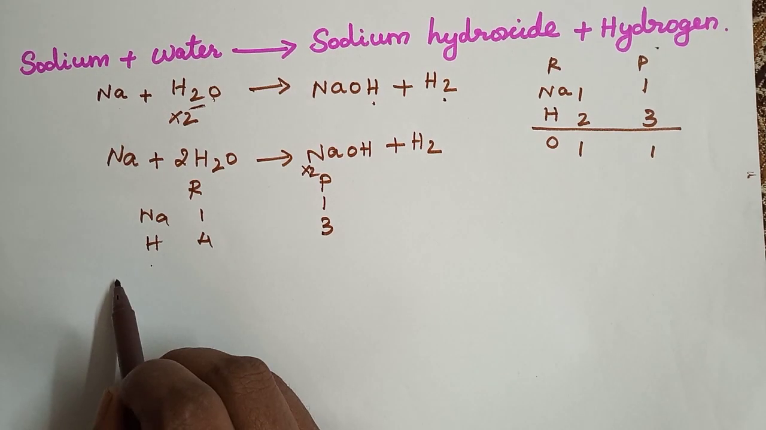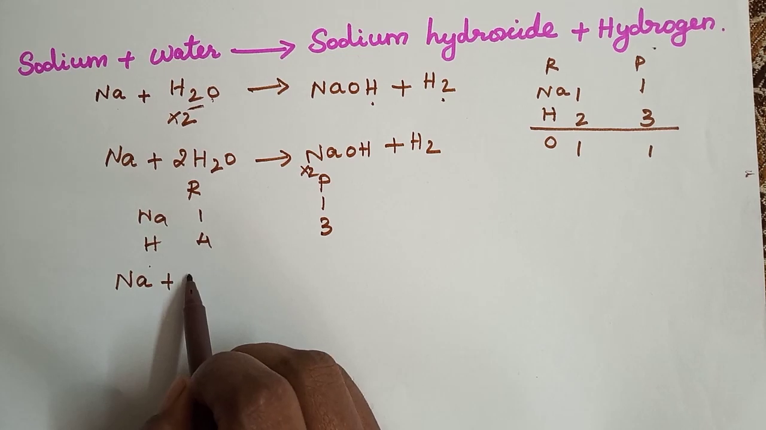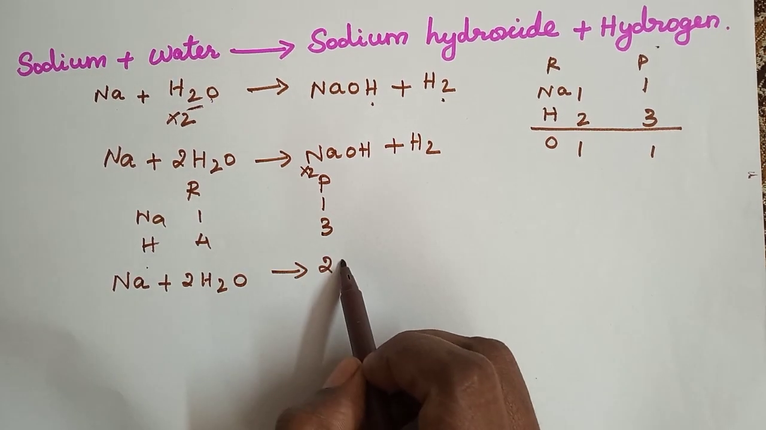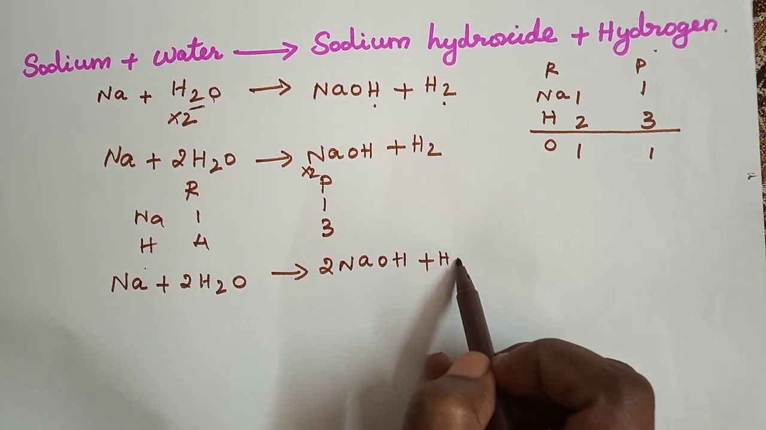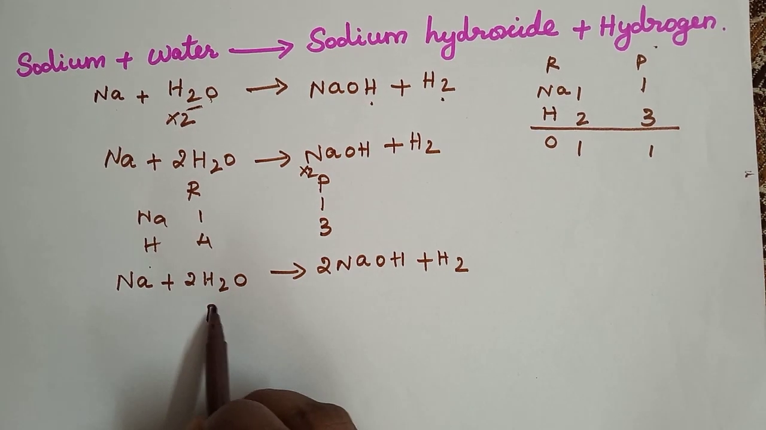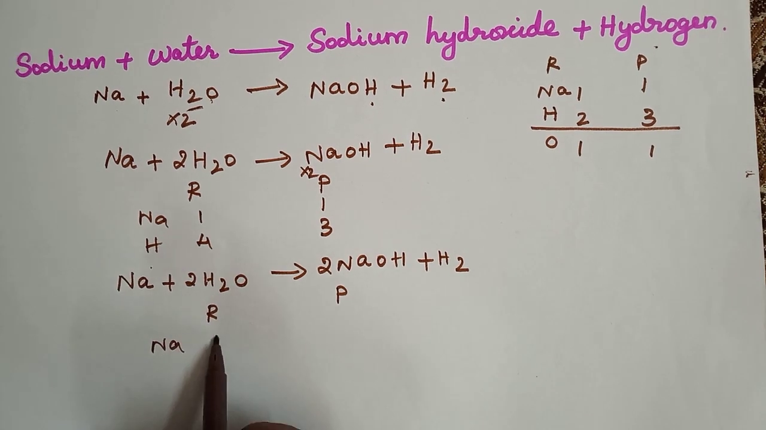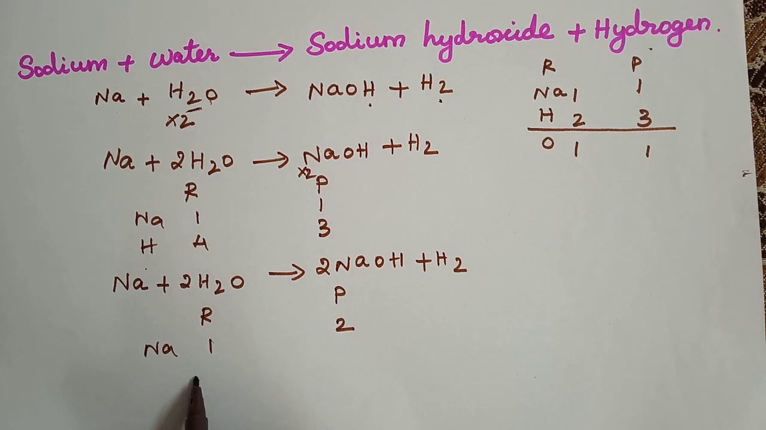So now you see Na plus 2H2O gives 2NaOH plus H2. Okay, now we have to check again. We have to check reactant side, product side. Na how much? 1. Here how much? 2 we get. And again we have to balance it.